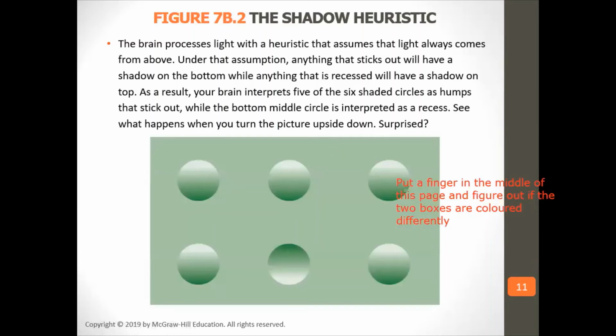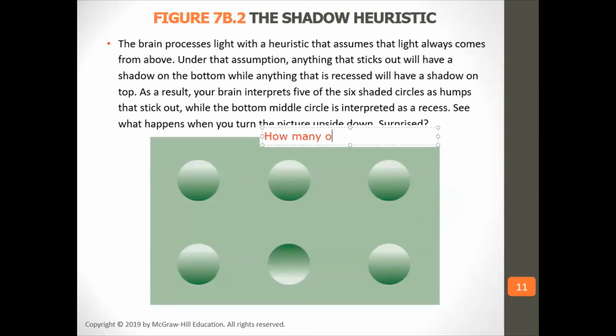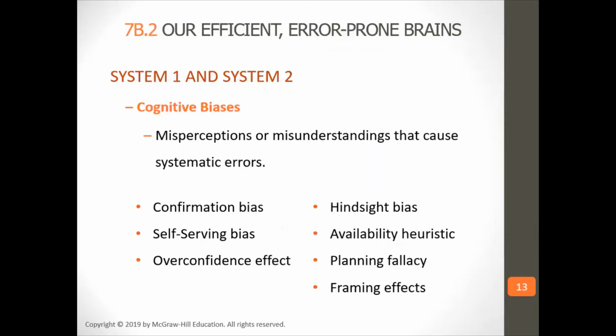Let's try this. With heuristics, our brain will interpret this a certain way. So what do you see if you look at this here? Which ones are popped out? How many of the circles are popped out? Five. That's good.